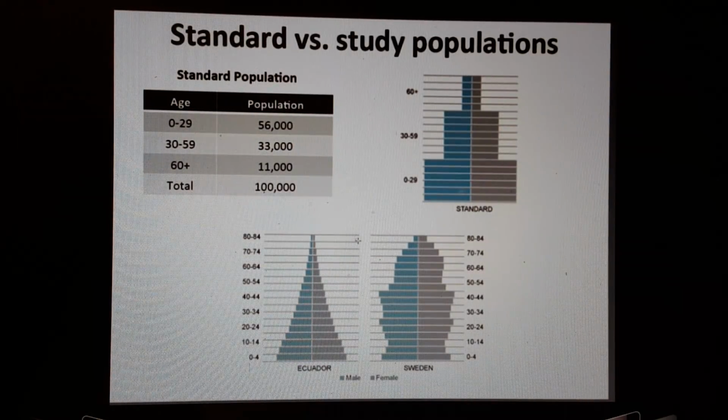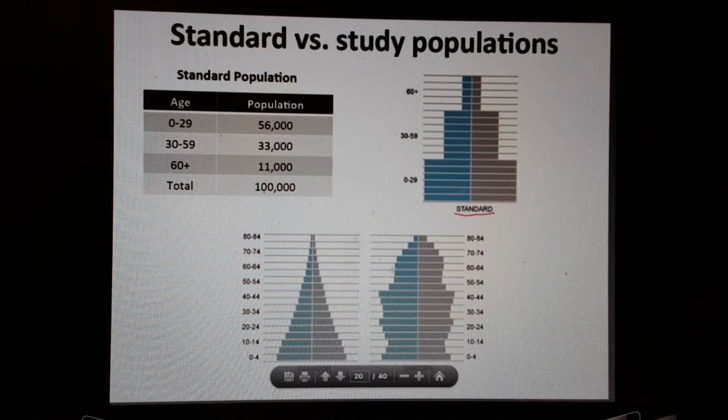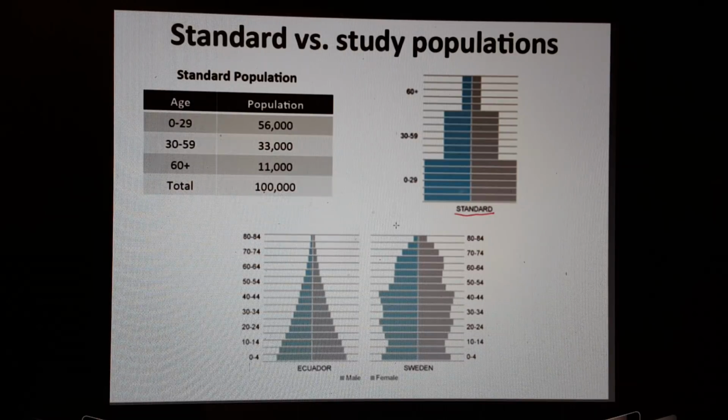So here's just an example. This is our standard for our particular example. 56% of this population is within 0 to 29, 33% is in the 30 to 59 category, and 11% is in the 60 plus. And this is how it compares to our two study populations. So it's probably close enough for a comparison of these two populations, but averaging them may be a better standard.